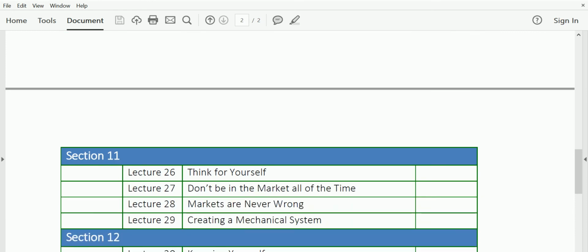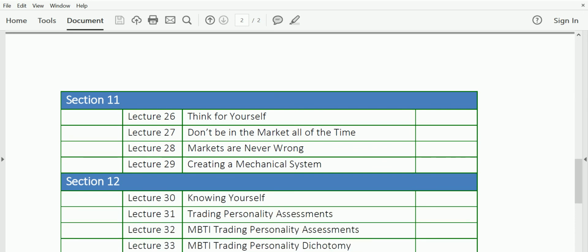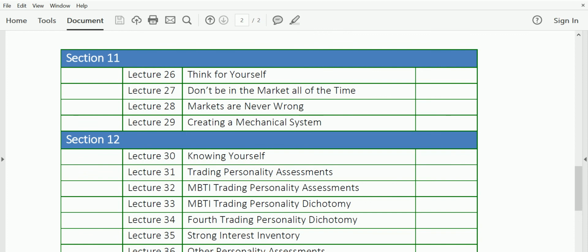And section 11, we talk about knowing yourself and how you should not be in the market all the time just for the sake of being in the market. Because in lecture 28, we talk about how the markets are never wrong, how opinions are. And then lecture 29, we talk about creating a mechanical trading system. Now, the entire section 12, we talk about some of the personality assessments that you might be interested in to become a better trader.